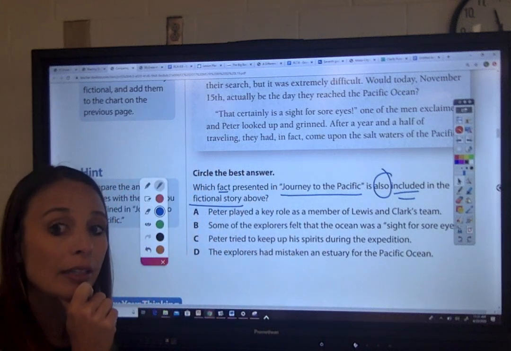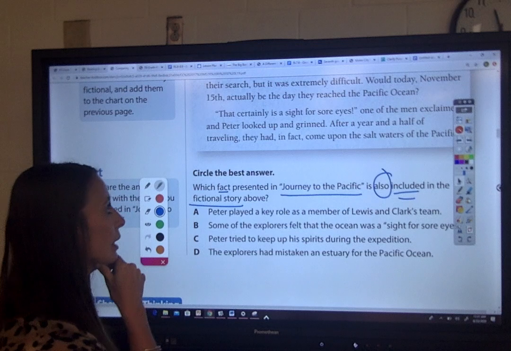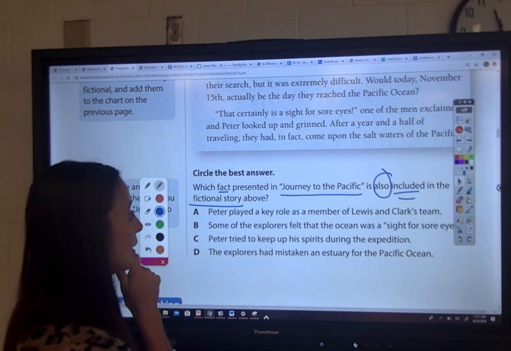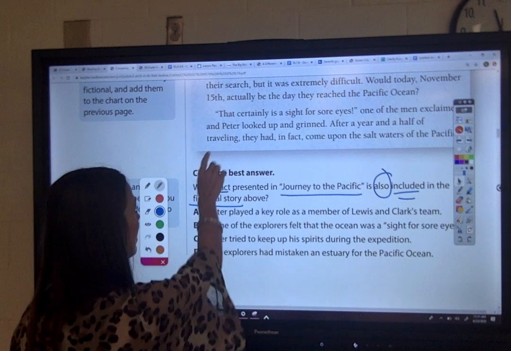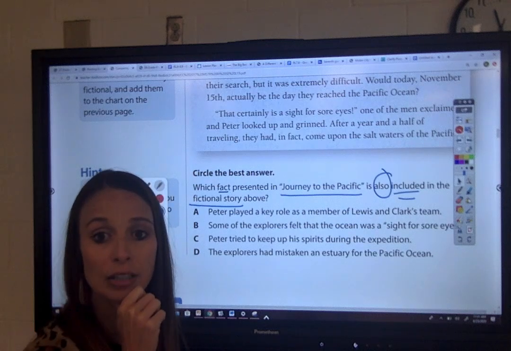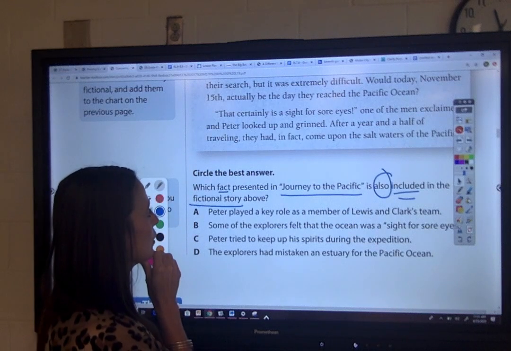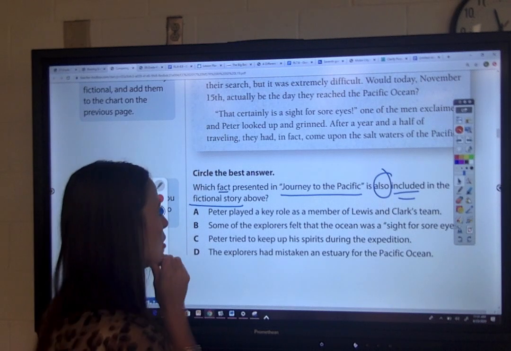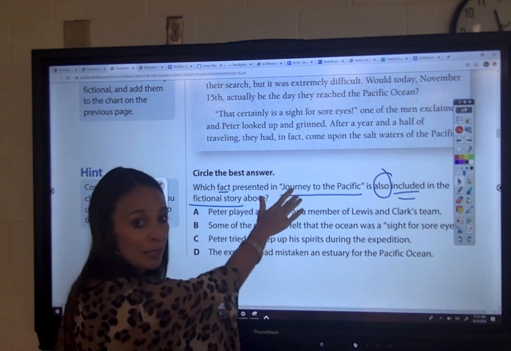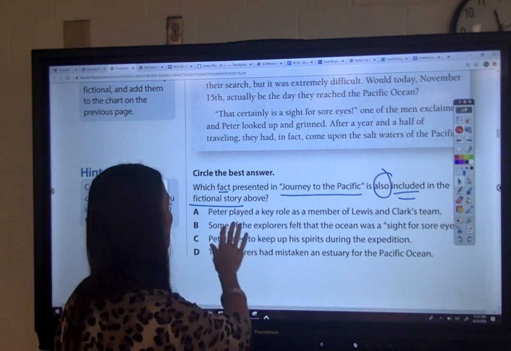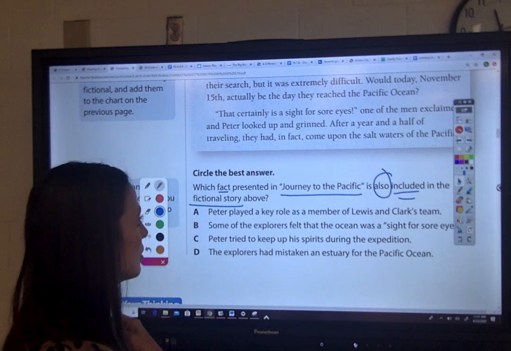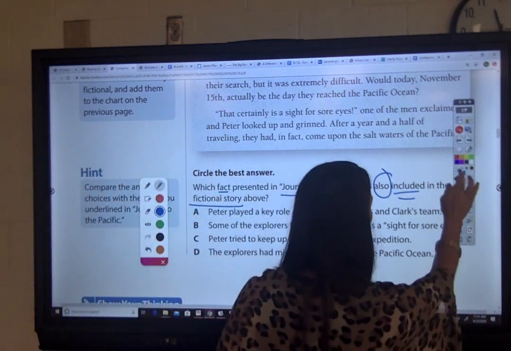And remember earlier, which I wish it would stay up there, we had underlined the facts in this text, the things that we knew that were actually historical. So we're looking for something that would have been in both. So an actual piece of history, Journey to the Pacific was the historical account that would have been in the fictional story as well. So let's read our answer choices and let's see where we can go from there.